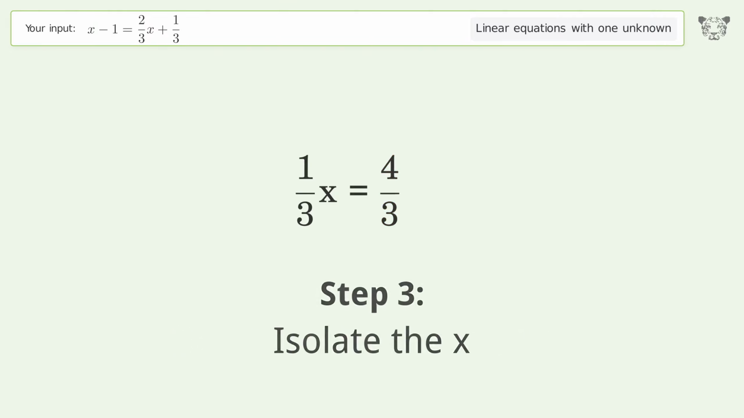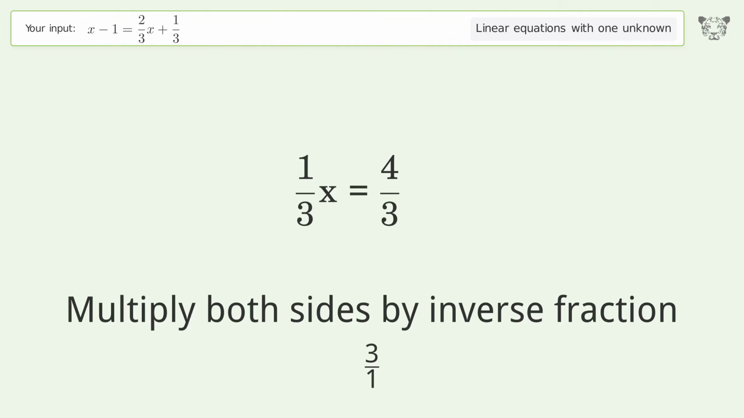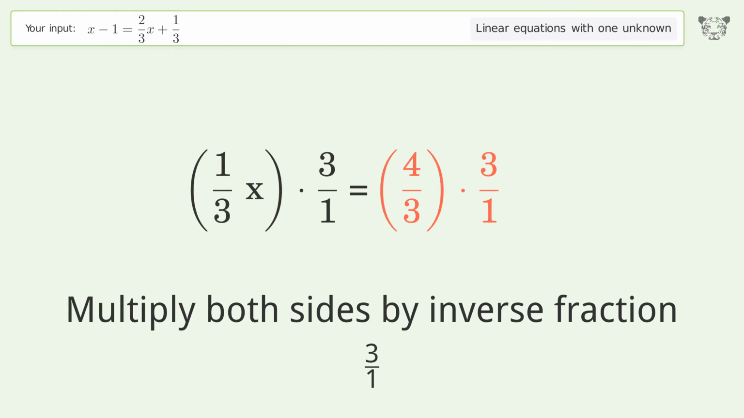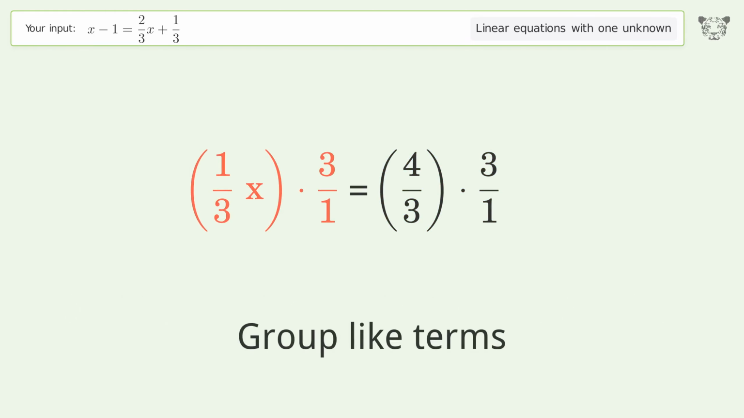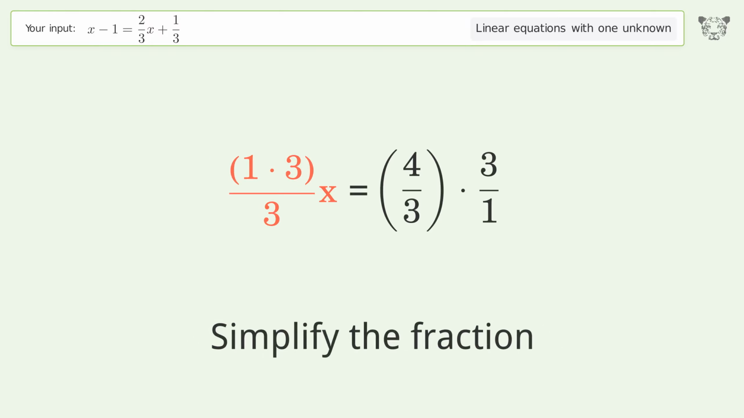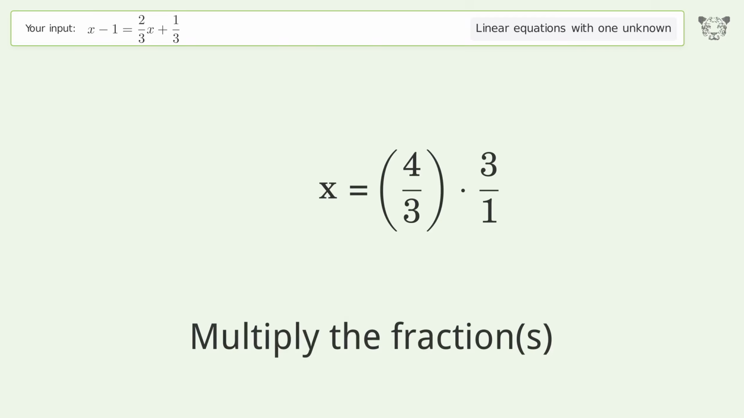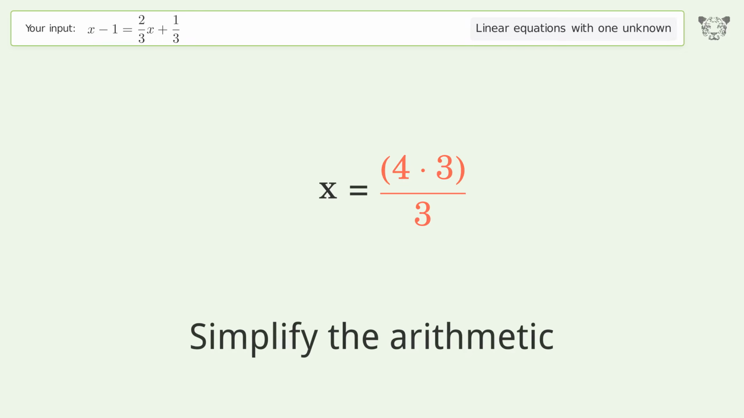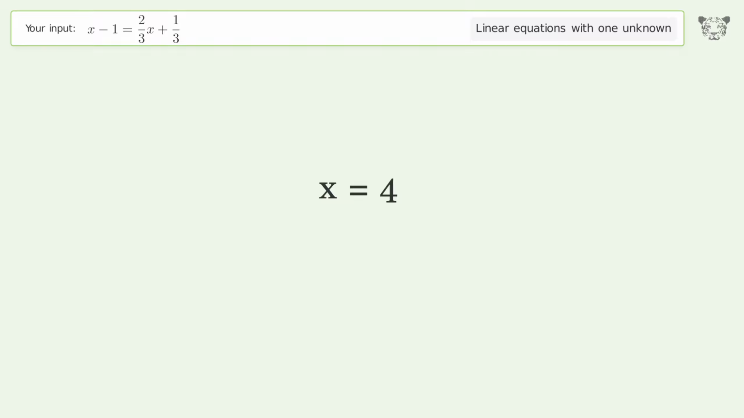Isolate the x. Multiply both sides by inverse fraction 3 over 1. Group like terms. Multiply the coefficients. Simplify the fraction. Multiply the fractions. Simplify the arithmetic. And so the final result is x equals 4.